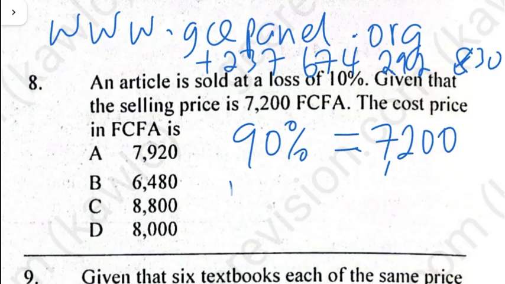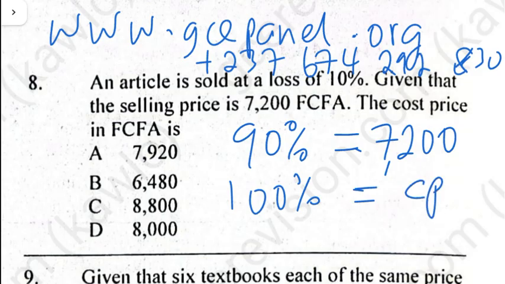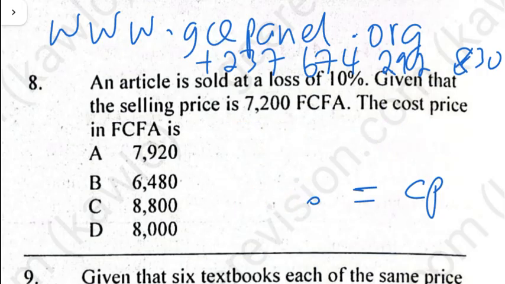Now the cost price is always 100%. So 100% will be equal to the cost price. So from here we can look for the cost price, right? So how do we get the cost price? We can cross multiply. Another way to do this is we're going to say that 90% is 7,200.